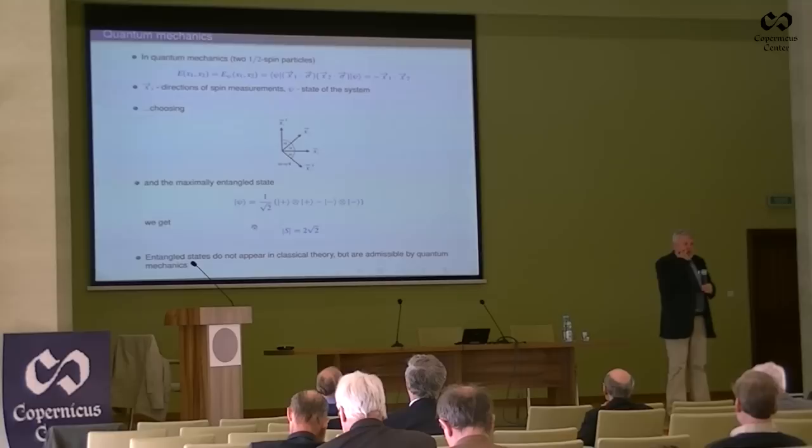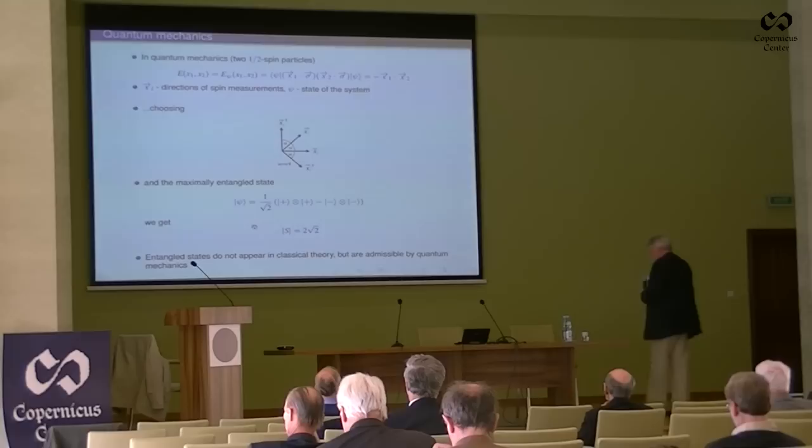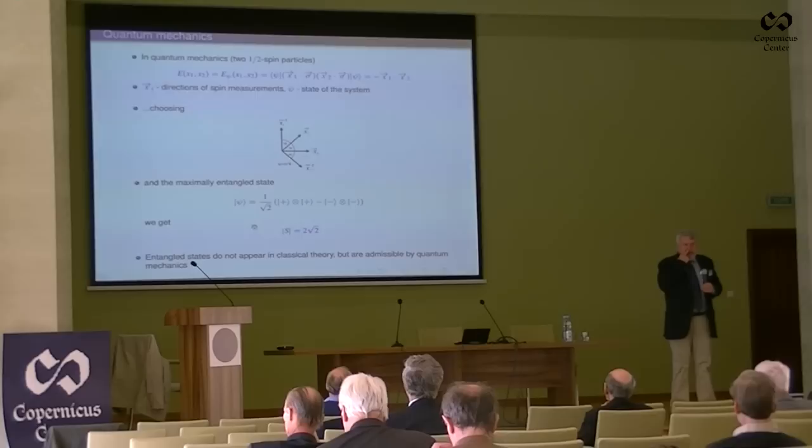So it means that Bell inequalities can be broken in quantum mechanics. This is what is important here, that we have a state which is not allowed in classical physics. This is a linear combination of two states with different arrangements of spins. And this is the point at which quantum mechanics, I would say, differs from classical mechanics.